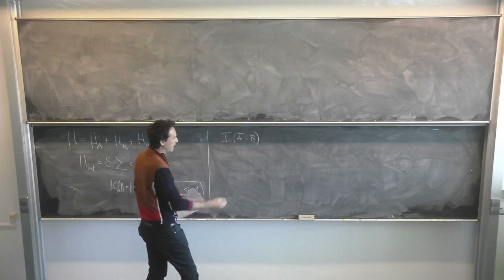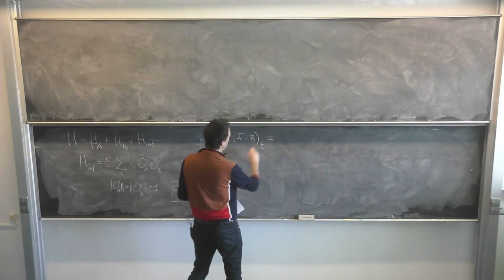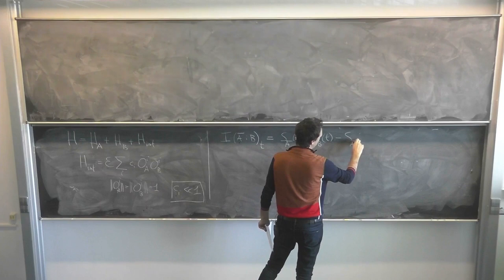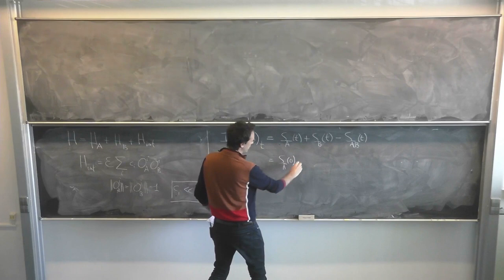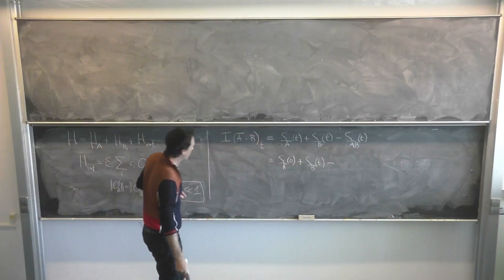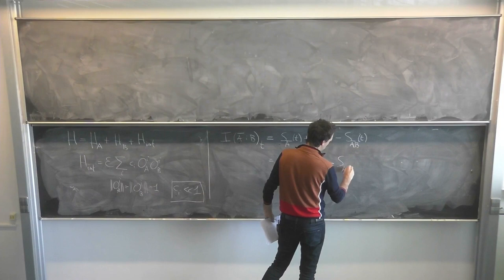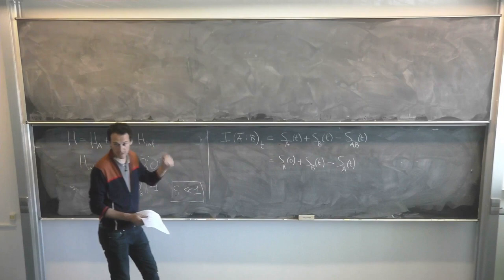Now, A bar is just an ancilla system. It's not interacting with anything. So this quantity can be computed using A and B as follows. This is just the entropy of A bar at time t plus the entropy of B at time t minus the entropy of A bar B at time t. And A bar is not doing anything, so its entropy is just the entropy of A bar at time 0. The entire system A bar B is pure, so the entropy of A bar B is just the entropy of A. And the initial entropy of A bar is equal to the initial entropy of A, because A bar was uncorrelated from B to begin with.